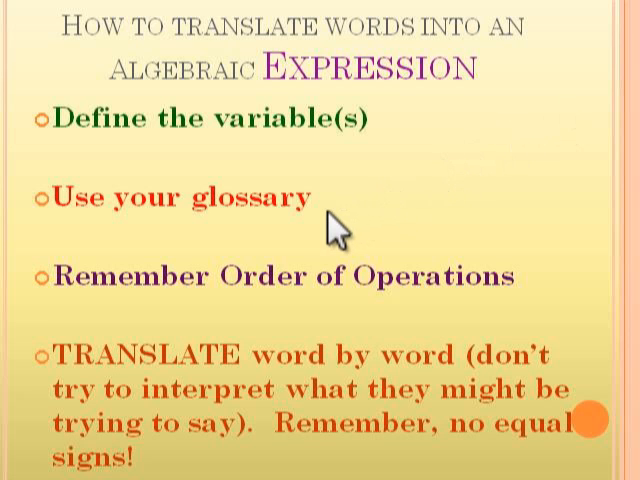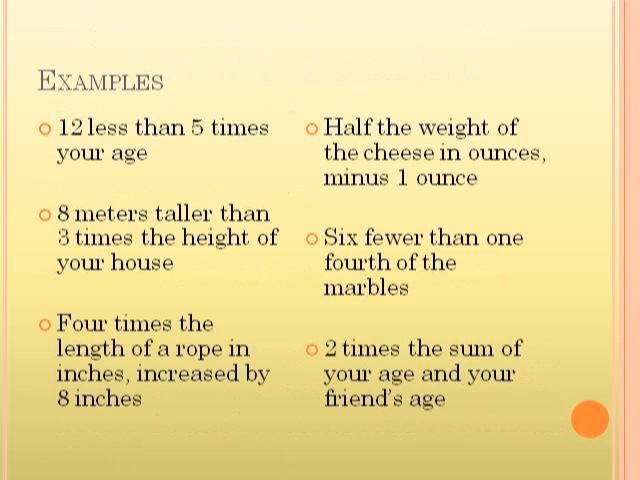We can use our glossary that I gave you in the other lesson to help you translate into operation signs. If we're asked to evaluate, we need to remember those order of operations. Do multiplication and division before you do any adding or subtracting. And when you're translating, try to do it word by word. Don't try to interpret what they're looking for. Just translate. So let's look at some examples.